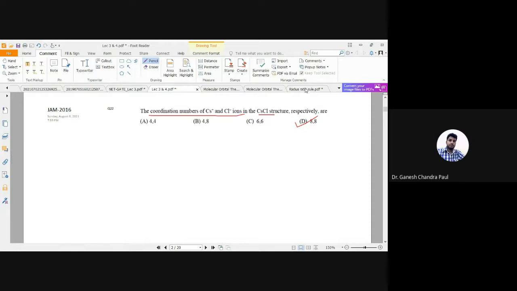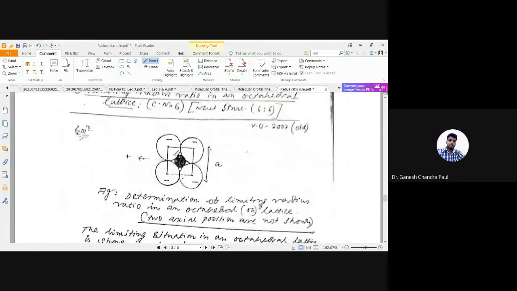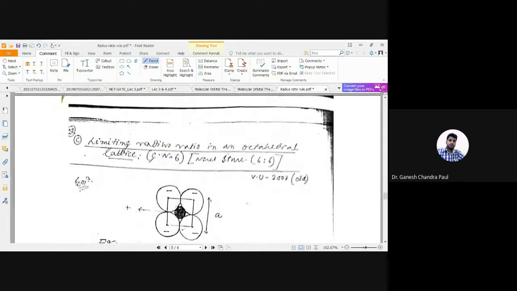On the other hand, if they ask what is the coordination number of sodium chloride, Na plus and Cl minus ion, just remember it is 6 and 6, because each sodium plus ion is surrounded by 6 chloride ions, and each chloride ion is surrounded by 6 Na plus ions.